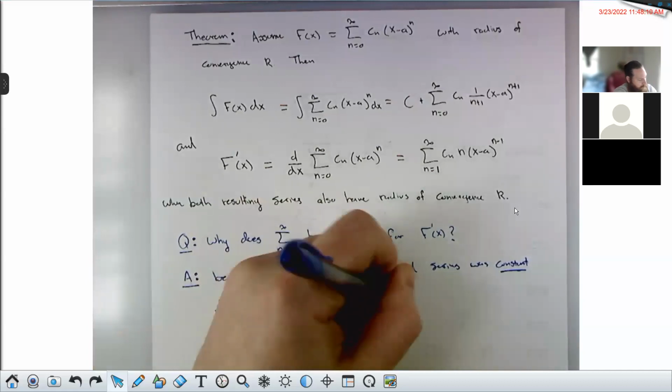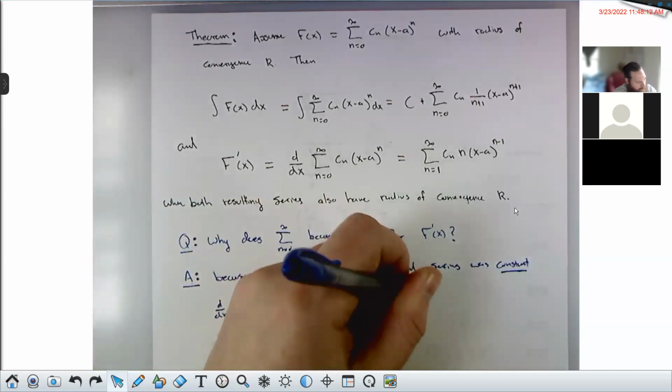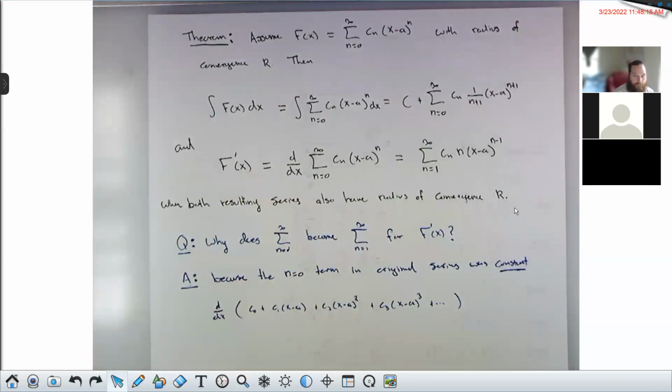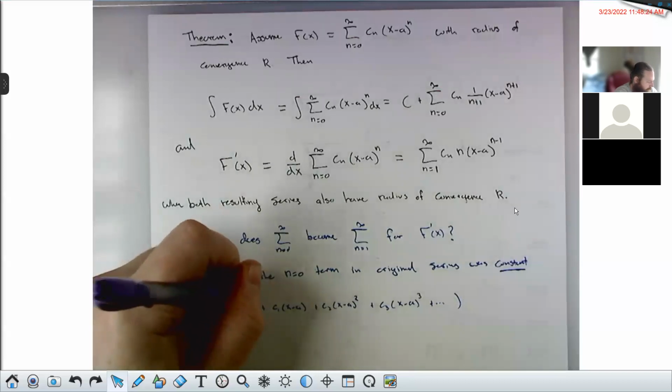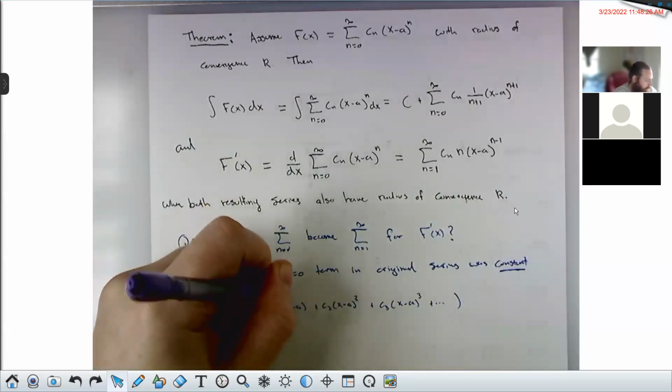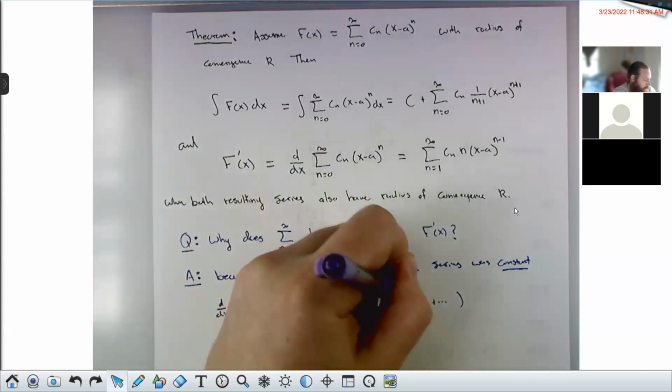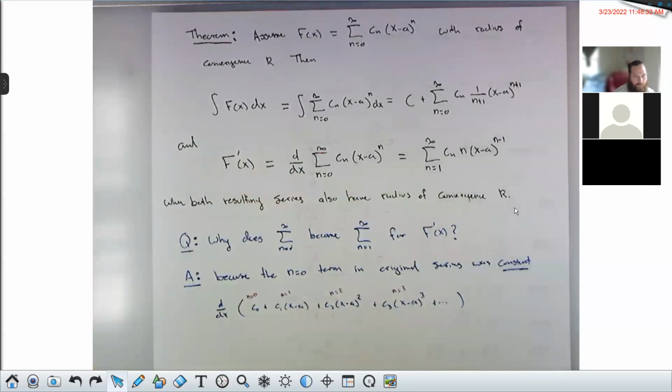This basically amounts to a proof of the theorem, but whatever. This is the n equals 0 term. This is the n equals 1 term. This is the n equals 2 term. This is the n equals 3 term, and so on.